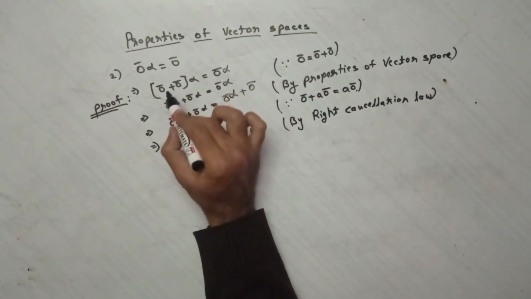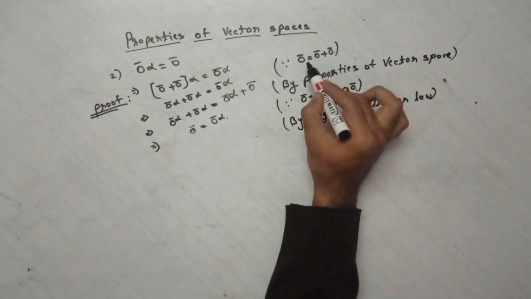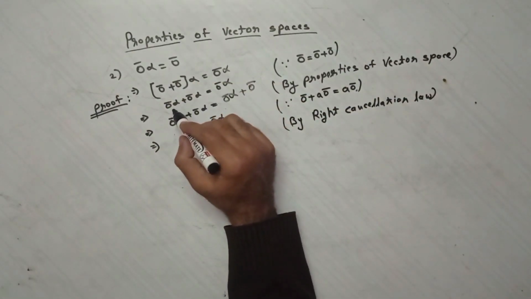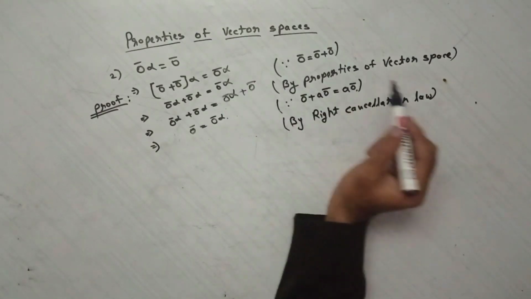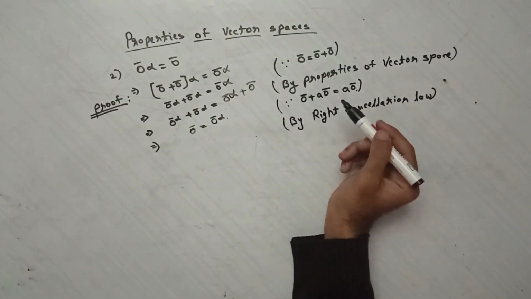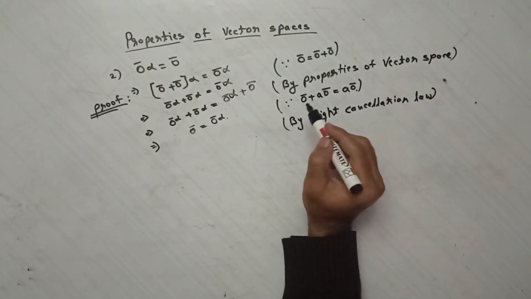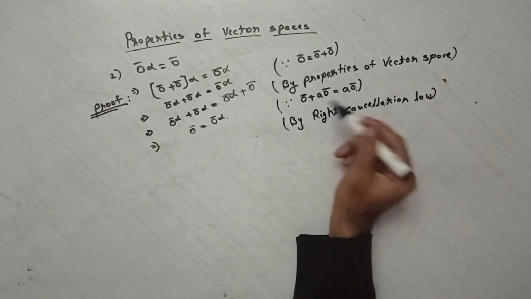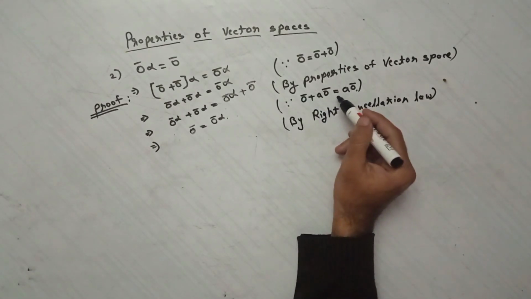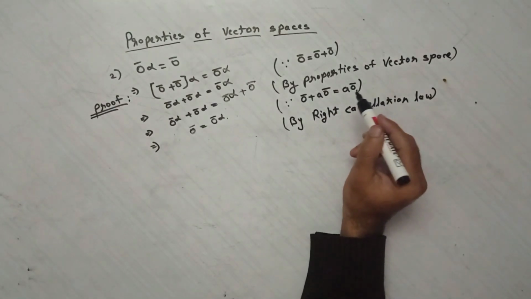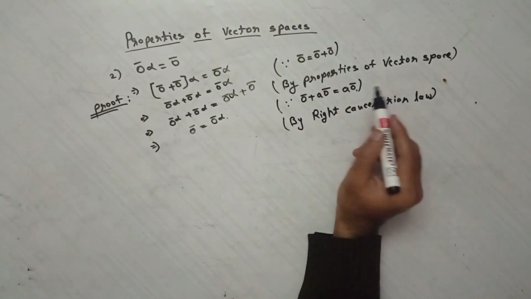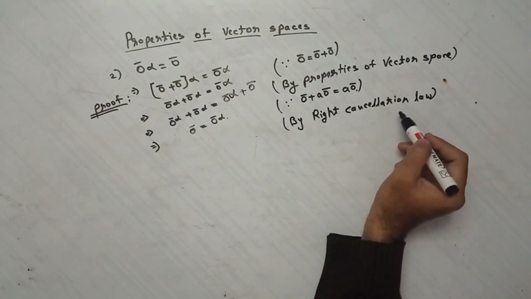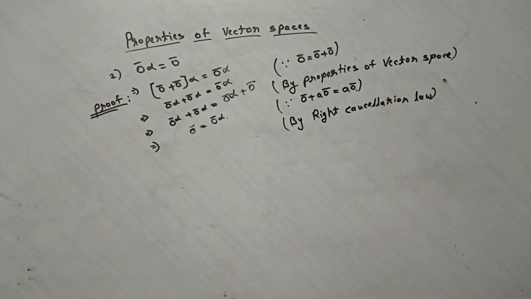Here we have shown that this 0 vector we can write like that: 0 vector equals 0 plus 0. We put it there. By the properties of the vector space, we can then say that 0 alpha plus 0 alpha equals 0 of alpha. In pure mathematics, adding 0 is not nothing; it has some value. 0 vector plus 0 vector equals 0 vector, and by the right cancellation law, we got this conclusion.